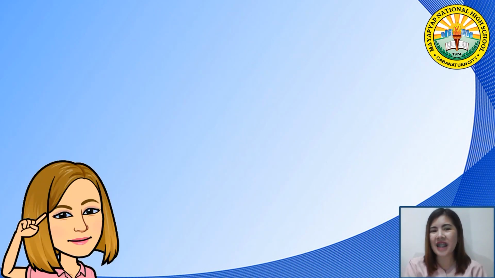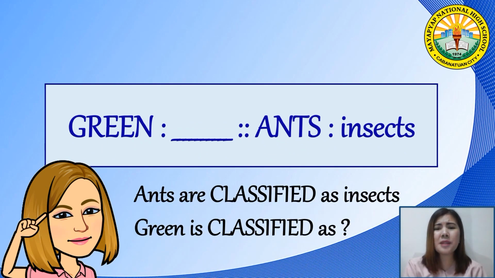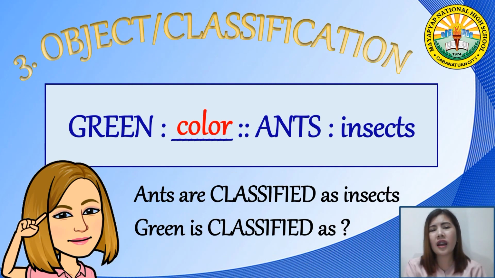Let's read the next example and analyze this relationship. Green is to blank as ants is to insects. So, ants are classified as insects, while green is classified as... excellent. Green is a color. So, this relationship is between an object and its classification.